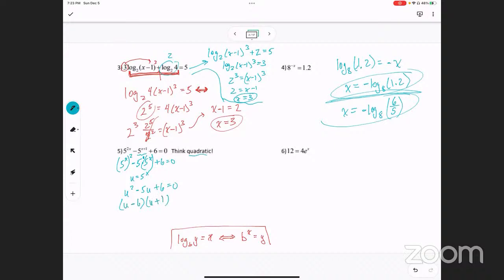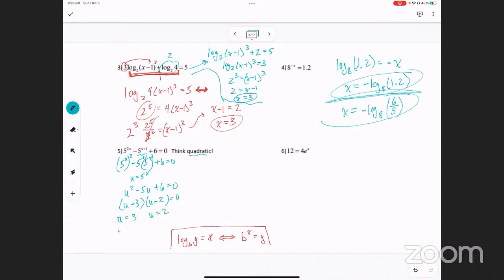Did you follow how I did that? Whoops, I did that wrong. That's not right. Sorry, it should be u minus 3 and u minus 2. You see how I did that? And then now I can set each one of these equal to 0. So u equals 3 and u equals 2.